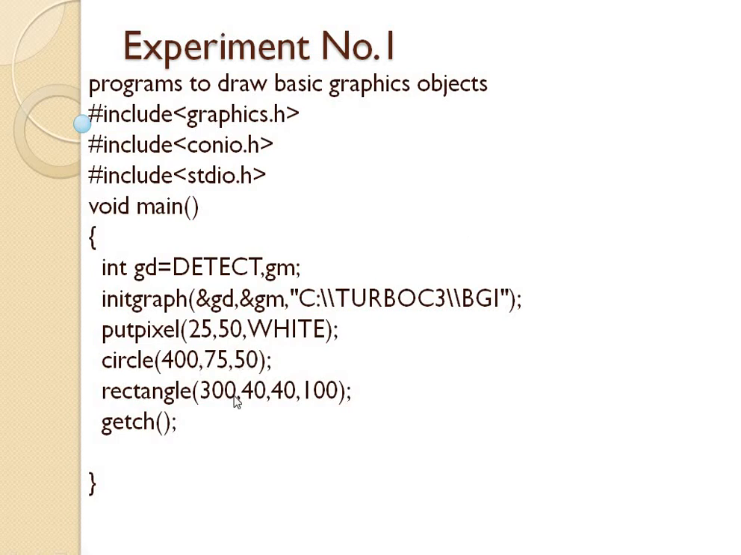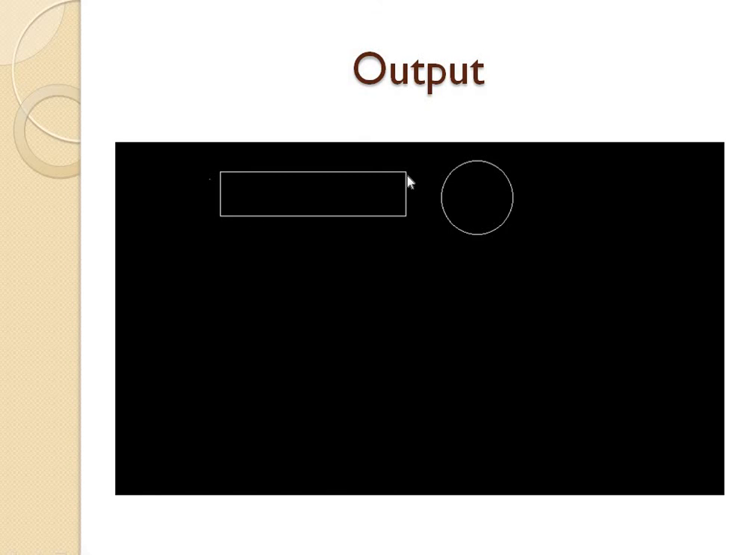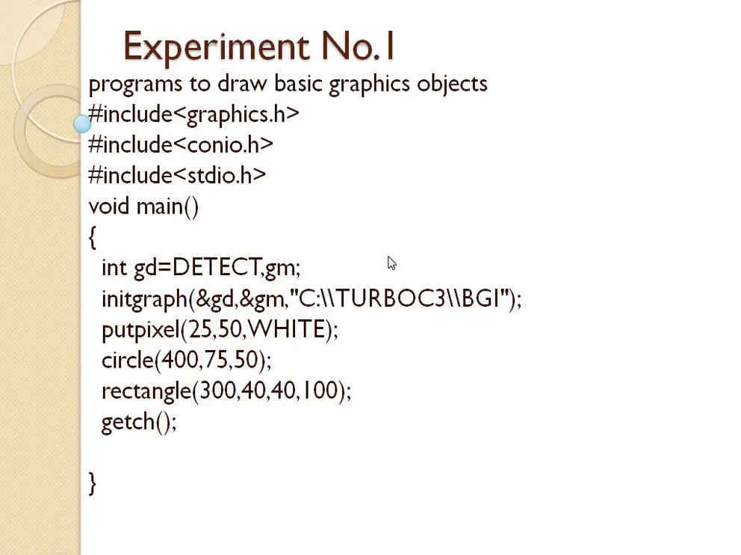Then after that the rectangle, here is the rectangle. We pass the left top and the right bottom parameters. The left top parameter is here the x and y, the x and y coordinates of the left top coordinate and the right bottom coordinate, that is here the x and y. This is 340, 40 and 100. Then we close this program with getch. So these are the basics of putpixel, circle and rectangle.